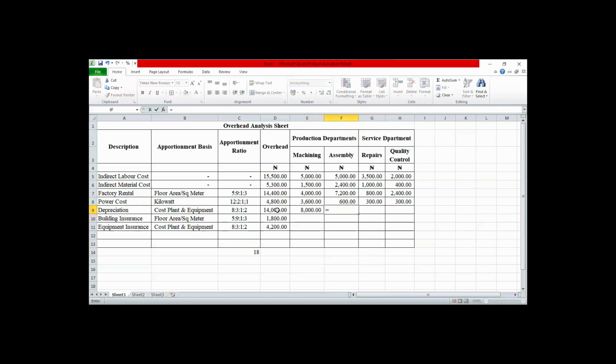The next one, 3 divided by 14, Abi? Yes, sir. Times 14,000. Is it correct? Yes, sir. 1 divided by 14 times 14,000. Confirm from your own end too, please, if it is correct. It's correct. Then the next one is 2 divided by 14 times 14,000. Is it correct? Yes, sir.